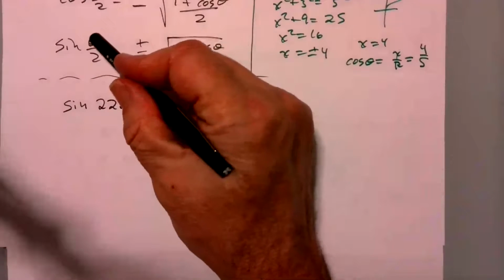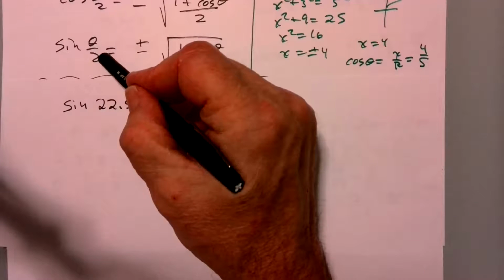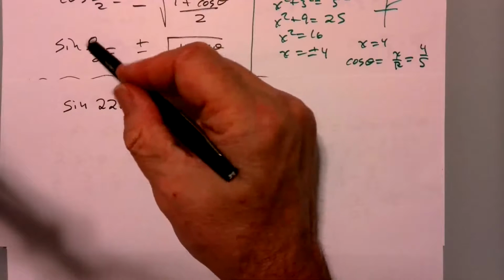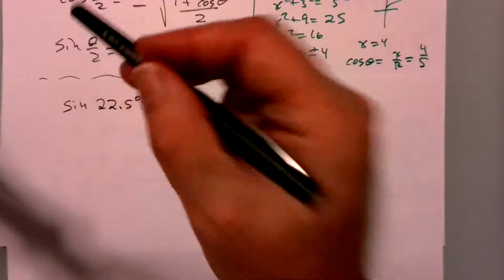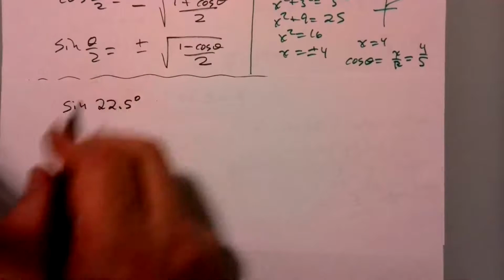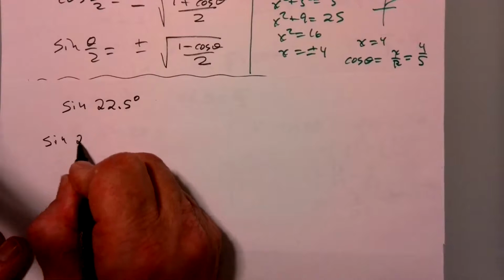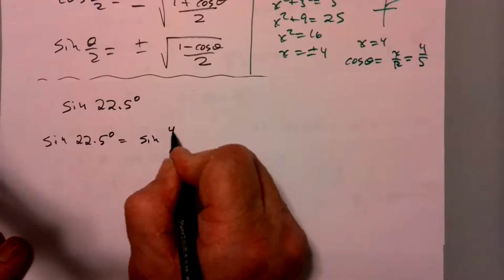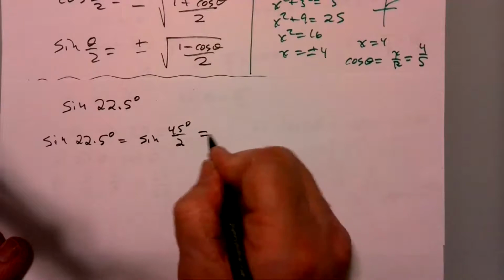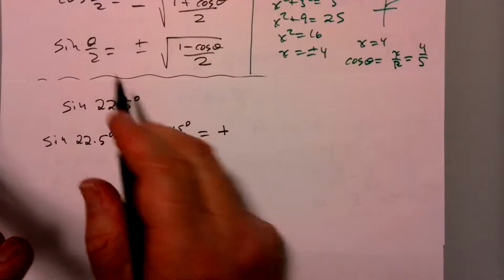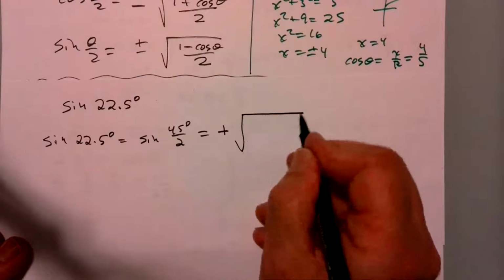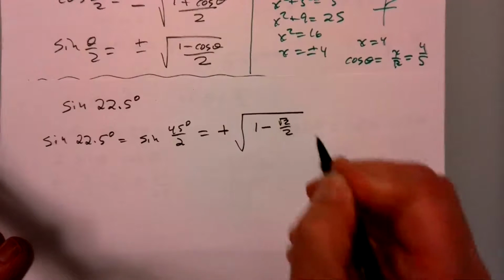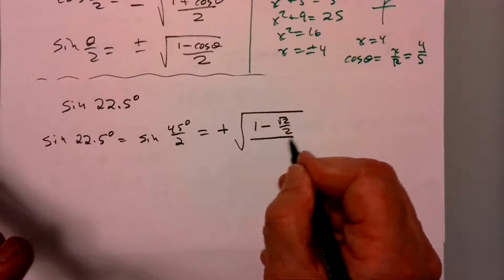So you've got to figure out what you're putting in there for theta. I have sine of theta over 2. I want to get 22.5. 22.5 is half of what? 22.5 is half of 45 degrees. So I'm going to replace theta with 45. So sine of 22.5 degrees is the same as the sine of 45 degrees over 2, which is plus because we're in the first quadrant. Theta is 45 degrees. The square root of 1 minus cosine of 45, 1 over root 2, but I'm going to use the other version, root 2 over 2, to make that simpler, all divided by 2.